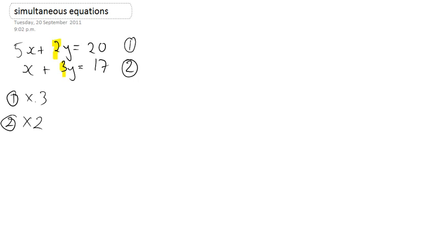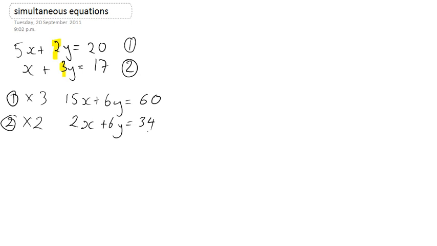If I multiply equation 1 by 3, I've got to multiply each term in that equation by 3. So that is 15x plus 6y equals 60. And for the second one, I'm going to multiply everything by 2, which gives me 2x plus 6y equals 34.